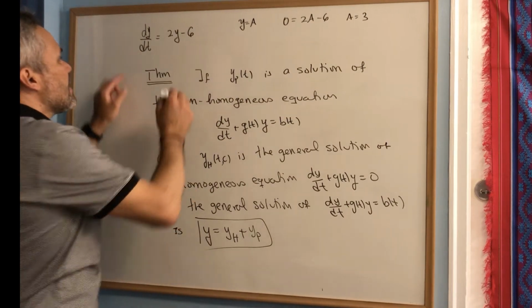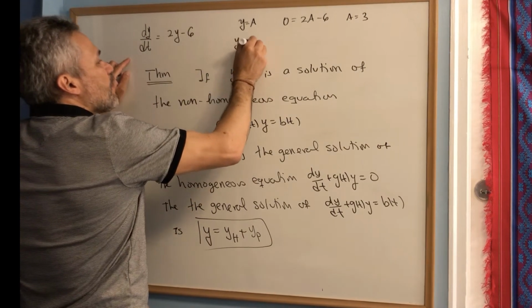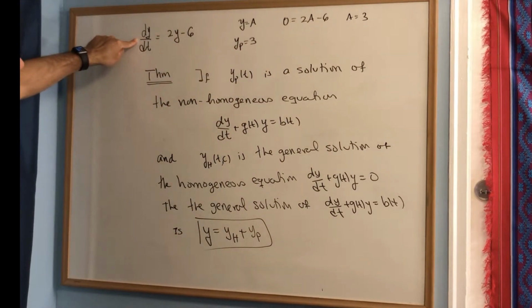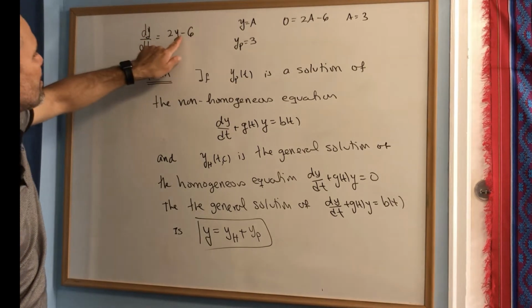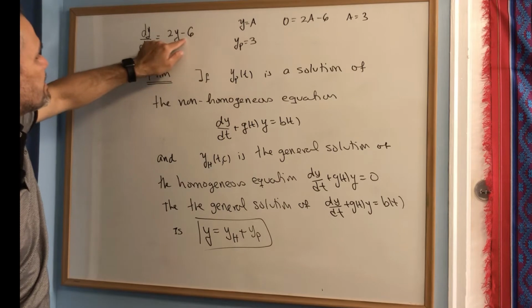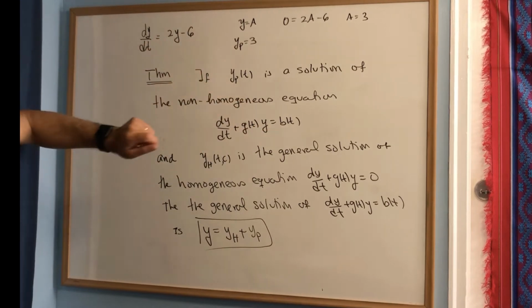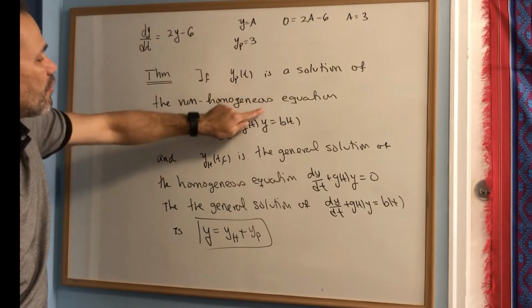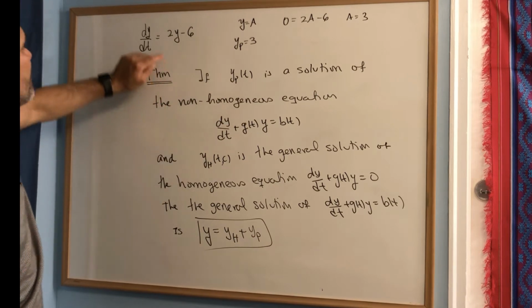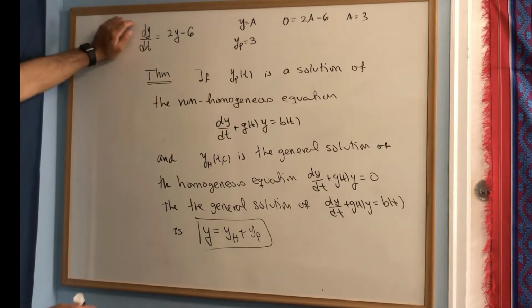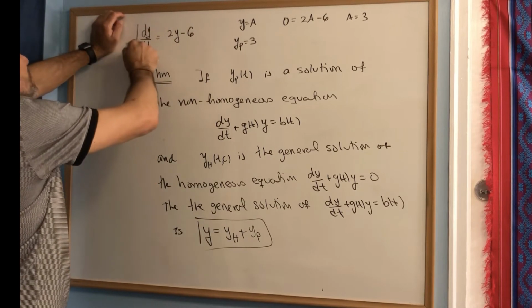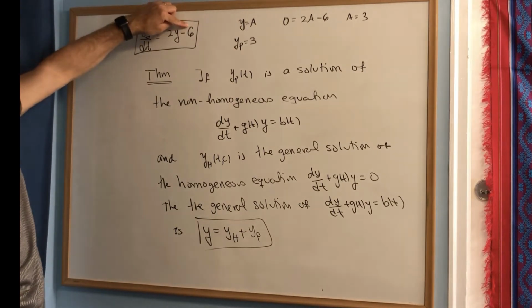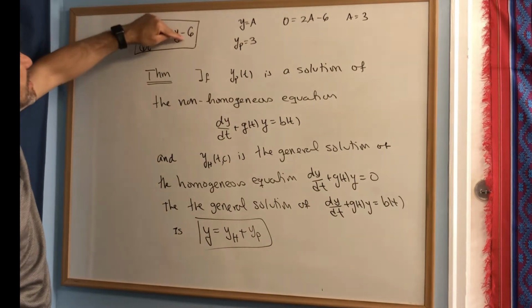That means that in this example, y_p equals 3, the constant function 3, is a solution of this non-homogeneous linear equation. Why is it non-homogeneous? Because this is the non-homogeneous part, in this case it's negative 6, and it's different from 0. Then the theorem says if we can find just one solution of the non-homogeneous equation, and we can find the general solution of the homogeneous. Which one is the homogeneous equation associated with this one? What do I have to do to find the homogeneous equation associated with a non-homogeneous one? We have to make the non-homogeneous part equal to 0.